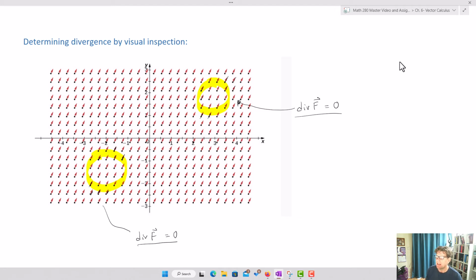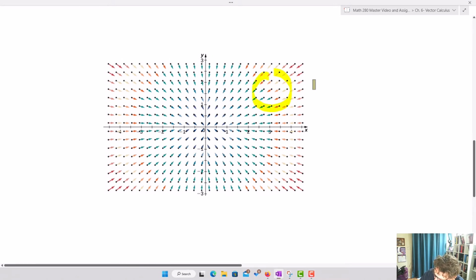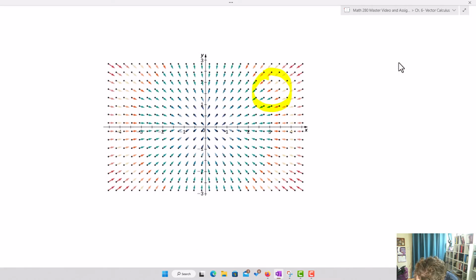Okay? Div of F ends up equaling 0. Now let's look at this vector field. When I look at this vector field, let's say, for example, I select this point right here. Okay? Select, or that region right there. And when I select that region, what you want to notice is that the vectors moving into that region are bigger than the vectors that are moving out of it. Okay? They're larger than the vectors moving out of it.